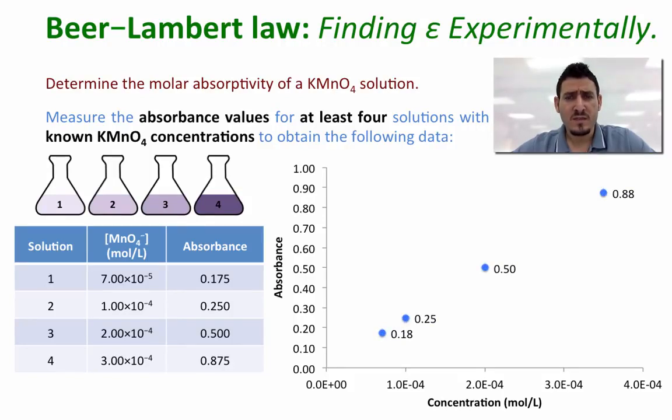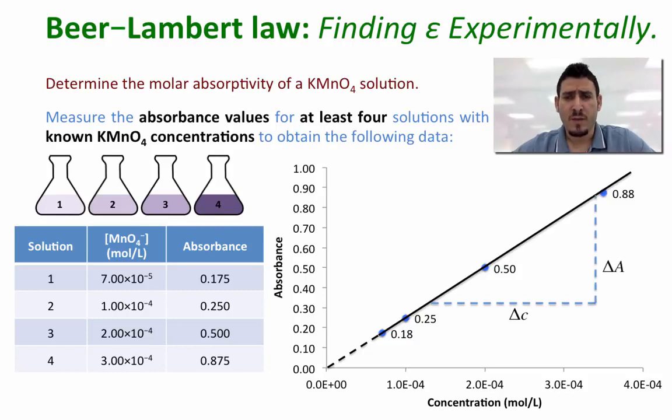Now, take the best fitting line of these points that passes by 0. Find the slope of this line by saying slope is equal to delta A divided by delta C. This slope is equal to epsilon multiplied by L, where L is the distance traveled by light through the sample, and it's usually the width of the cuvette, which comes around 1 centimeter. So we know L, we know the slope, we can find the molar absorptivity.